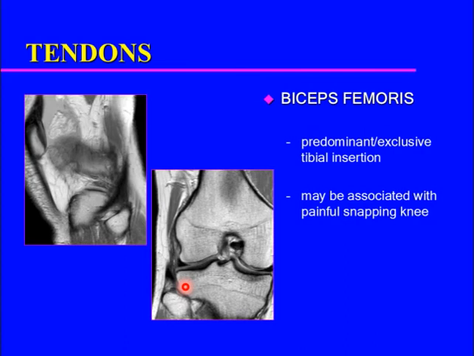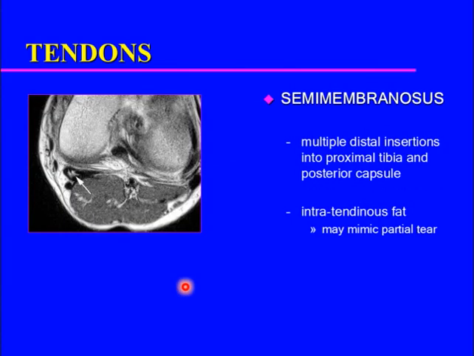Okay, the semimembranosus muscle has multiple distal insertions to the proximal tibia and posterior capsule, and can have intratendinous fat which might mimic a partial tear. You can see here, this is the tendon of the semimembranosus muscle, and there is a hyperintense signal on this T1 weighted image, which is just fat. It's not a hemorrhage, it's not bleeding, and we can easily distinguish that this is just fat on any T2 or T1 fat saturated image. In fact, it will disappear.